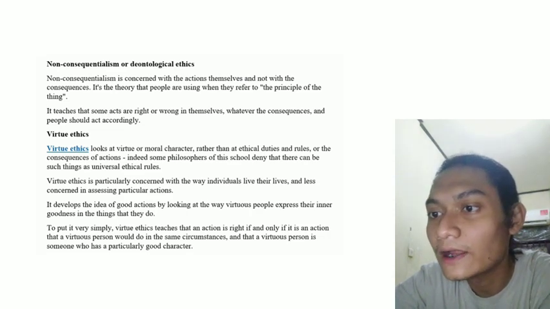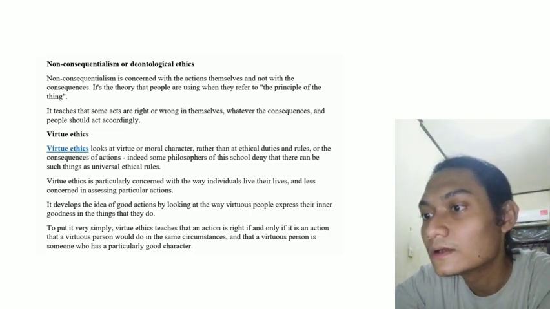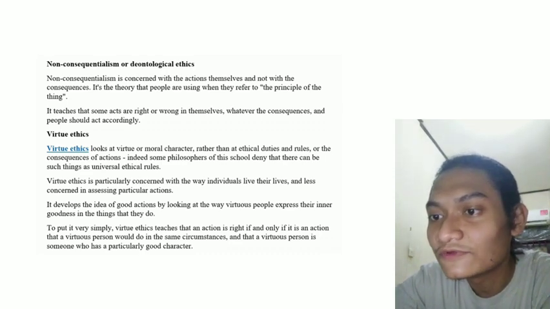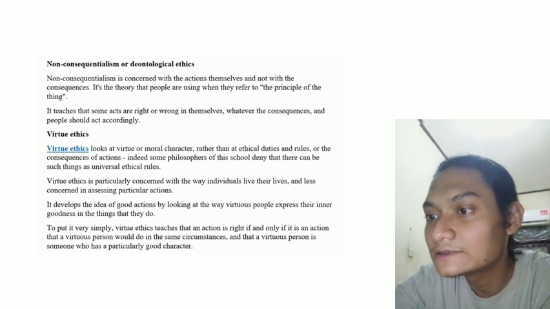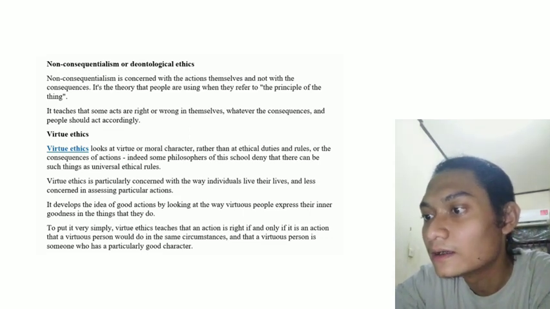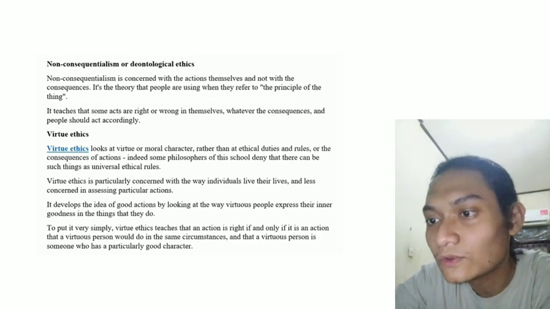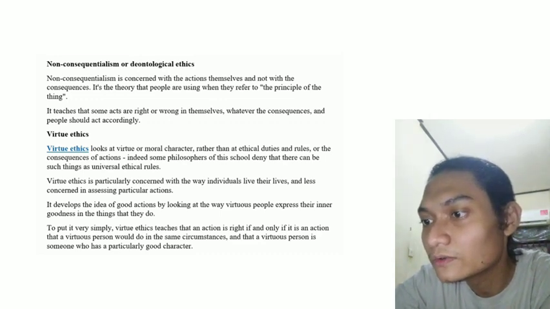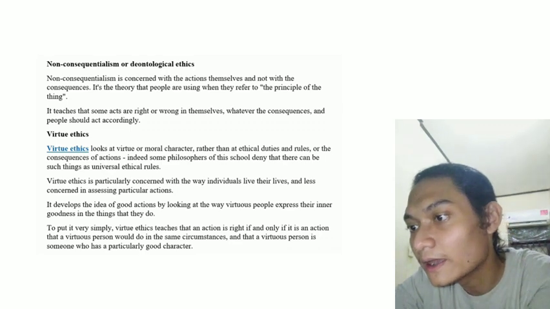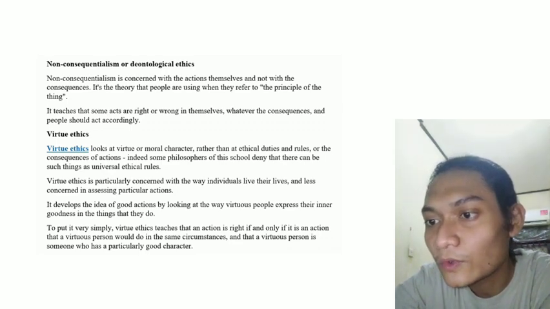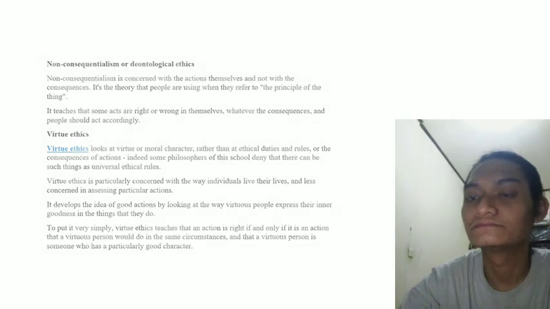It develops the idea of good action by looking at the way virtuous people express their inner goodness in the things they do. To put it very simply, virtue ethics teaches that an action is right if and only if it is an action that a virtuous person would do in the same circumstances, and that a virtuous person is someone who has particularly good character.